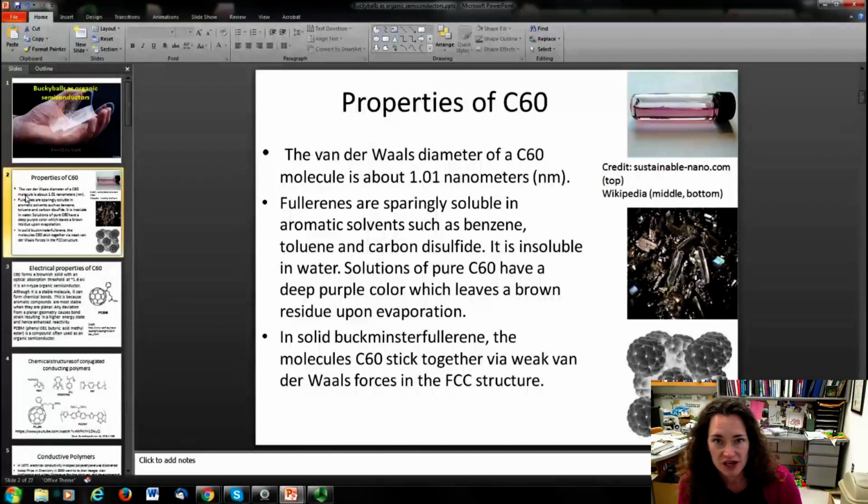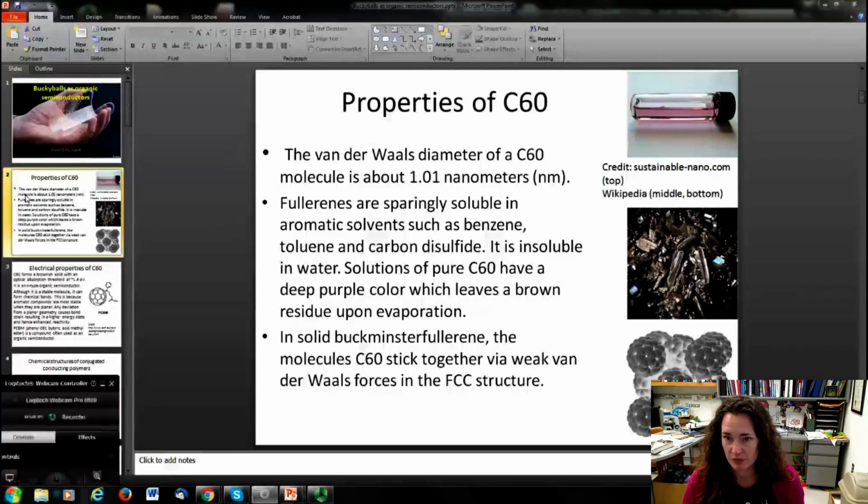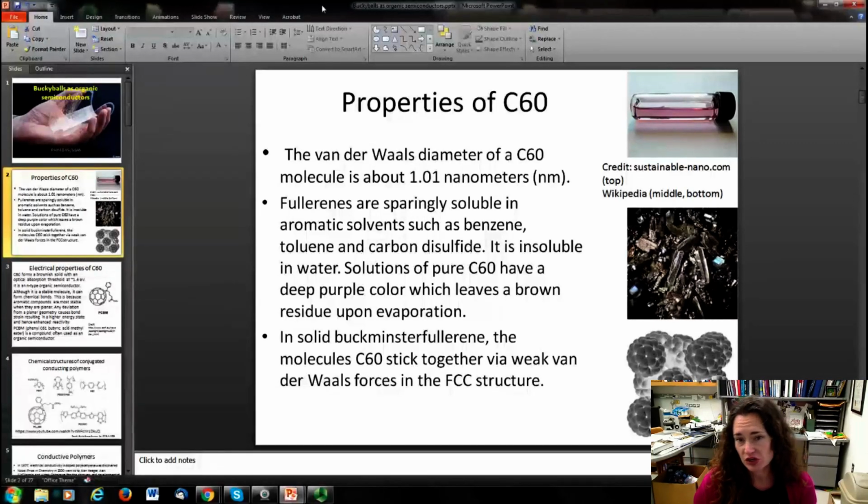The van der Waals diameter of a buckyball, which is carbon-60, is about 1.01 nanometers, so really close to a nanometer. You can make a solution of buckyballs by dissolving them in solvents such as benzene, toluene, carbon disulfide, things like that. It's insoluble in water. And when you make a solution of buckyballs, they have a deep purple color, like is shown here, and then when they evaporate, they leave this brown residue behind.